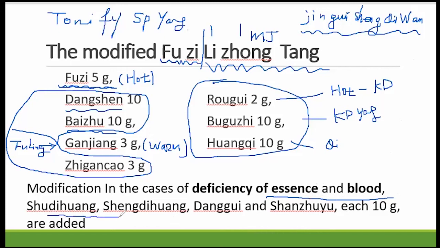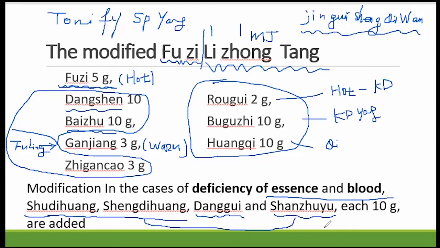Di huang: shu di huang tonifies more, sheng di huang tonifies and clears some heat. So depending on what kind of conditions, you can add in there. And dang gui tonifies blood, shan zhu yu tonifies kidney. So basically, di huang plus shan zhu yu, that kind of idea.